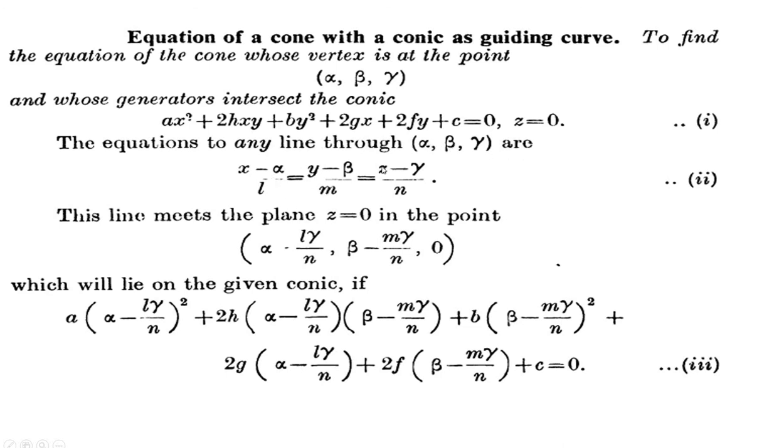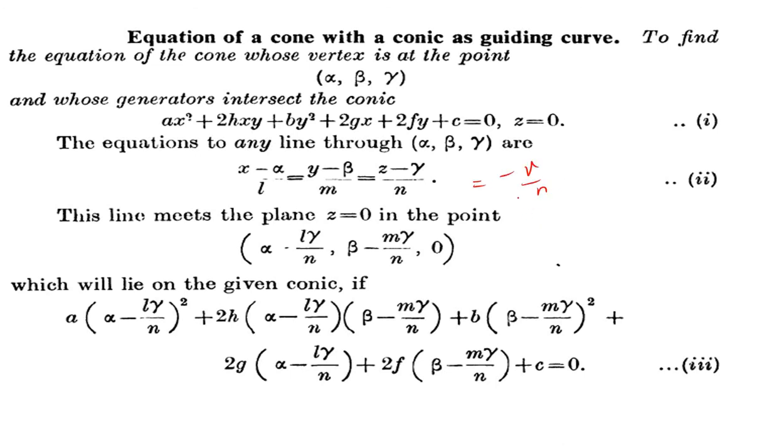Since it passes through z equal to 0, this line meets the plane z equal to 0 at a point. That is given by alpha minus L gamma by n, beta minus M gamma by n, and z is 0. Where does this come from? From here. Here z becomes 0, so we get minus gamma by n.